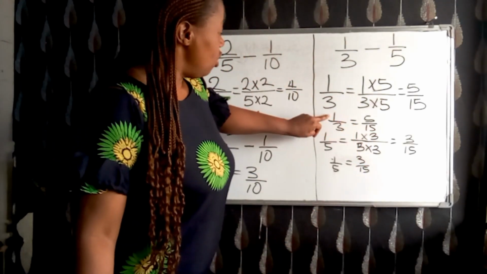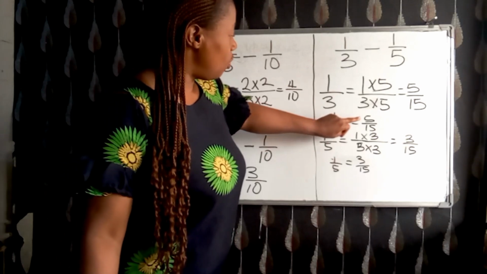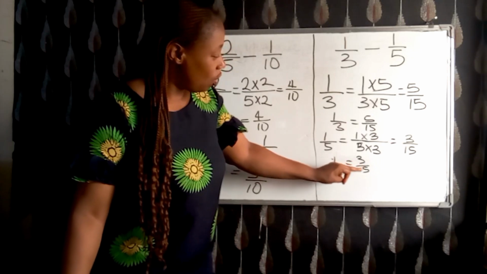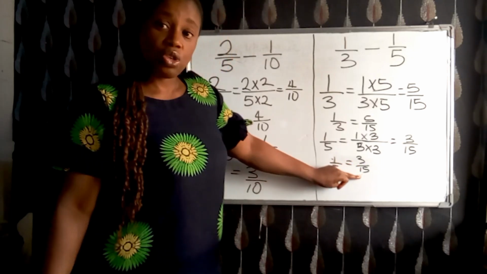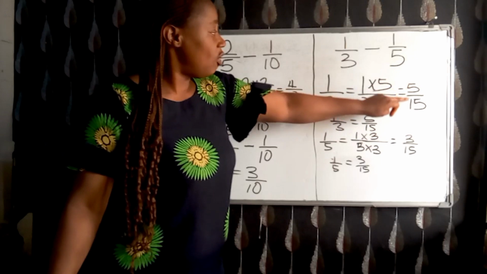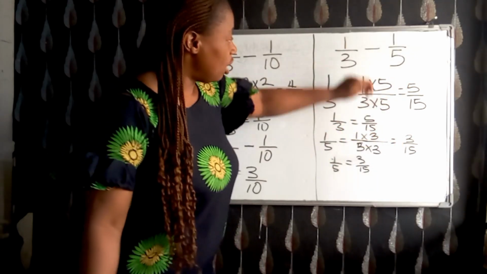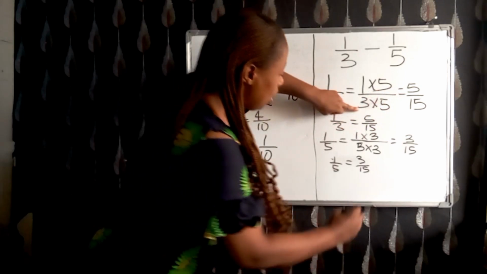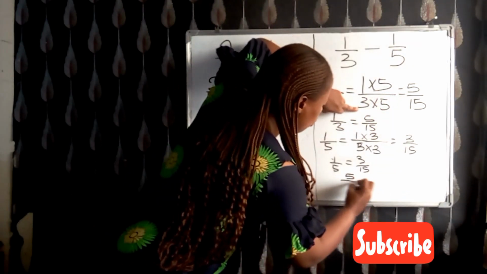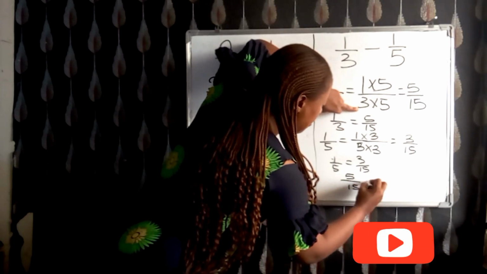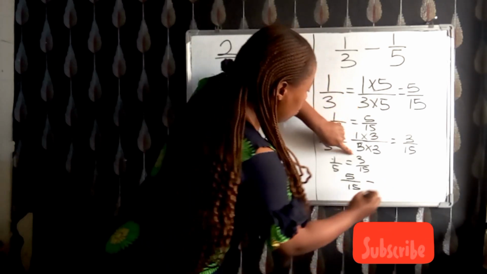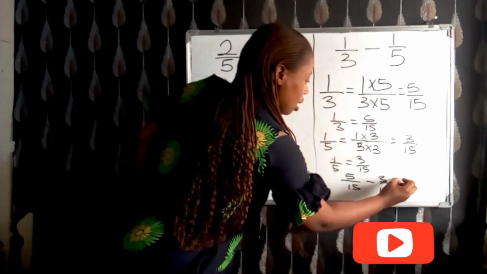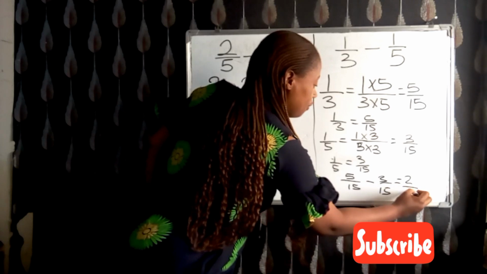Now, the new fractions: 1 over 3 is equivalent to 5 over 15, and 1 over 5 is equivalent to 3 over 15. So we are now going to use the new fractions, which are 5 over 15 and 3 over 15. So 5 over 15 comes first because it's 1 over 3. So we have 5 over 15 minus the second fraction, 3 over 15. So the answer here will be 2 over 15.